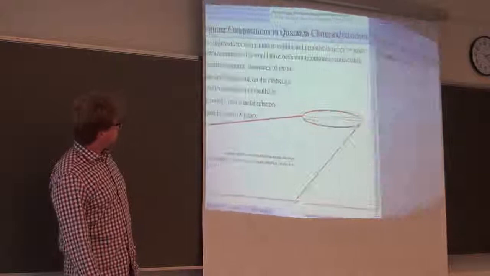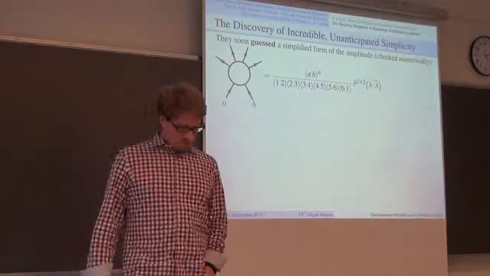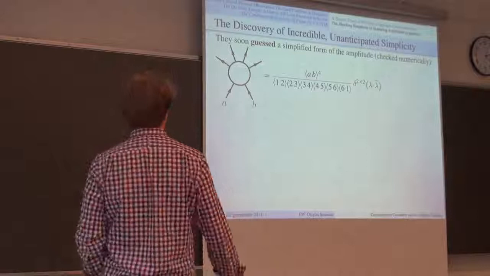So, and I'll explain the notation in a second here, but in modern notation, the formula they guessed is the following. You have two gluons coming in, four coming out, all the same helicity. That's the answer. Okay? Now, and by the way, this answer was checked numerically. They evaluated it on that supercomputer and saw that it was the same.